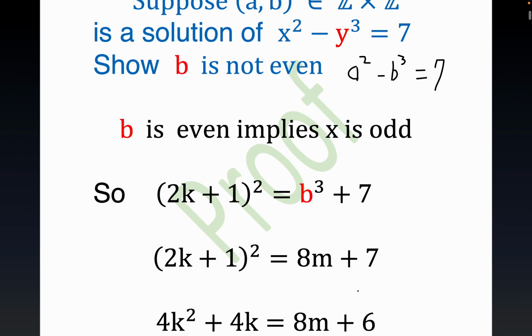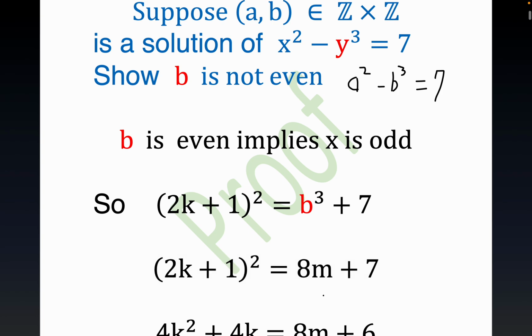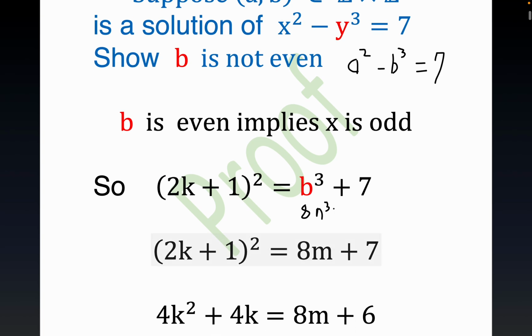Now, when we make the substitutions, I called this 8m. If b is even, technically, let's use another letter, we could call it 2n, and then when you cube 2n, you get 8n cubed. But the important thing turns out to be that it's just a multiple of 8, so let's just call it 8m. 8n cubed or 8m, it's a multiple of 8.